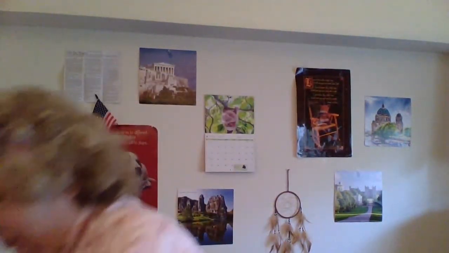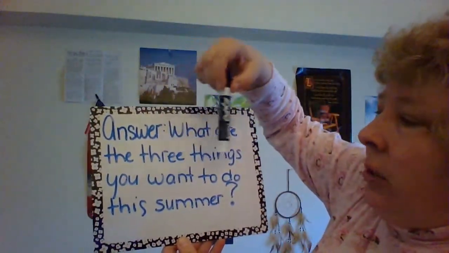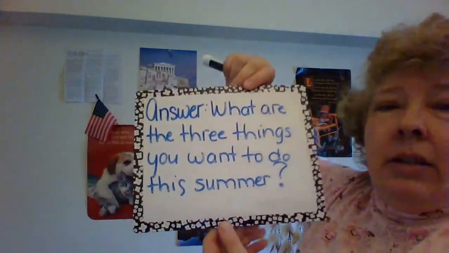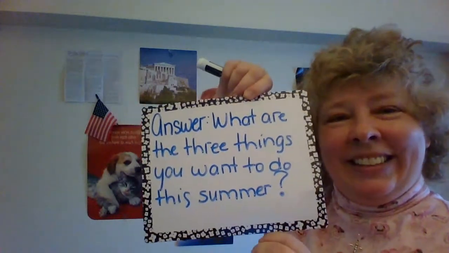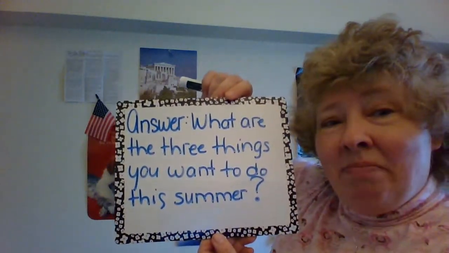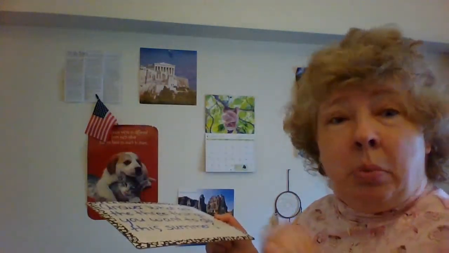Here's our question of the day. Ready? Okay. What are the 3 things you want to do this summer? What are the 3, 1, 2, 3 things you want to do this summer? What are they? Go swimming, bowling, visit the library and check out books, do a lot of reading, catch up on reading, visit Rome, go to the Leaning Tower of Pisa.